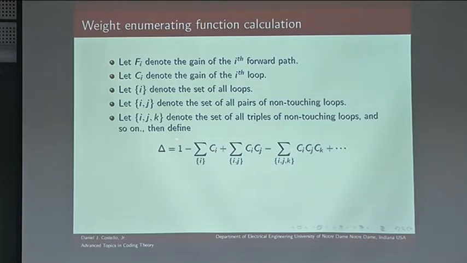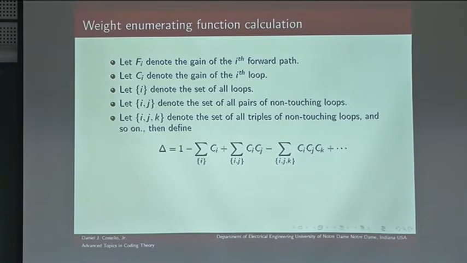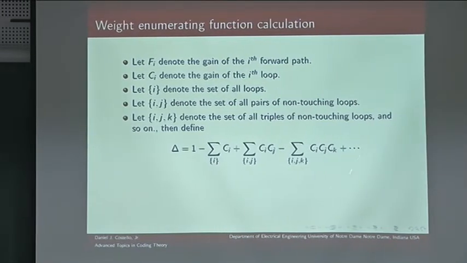Okay, then we define a parameter delta, which is just 1 minus the sum of these loop gains, plus the product of the loop gains of pairs of non-touching loops, minus the product of the loop gains of triples of non-touching loops, et cetera, et cetera, et cetera.